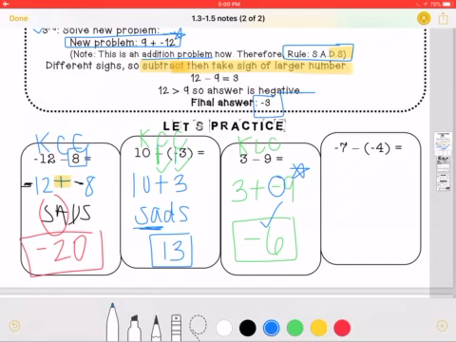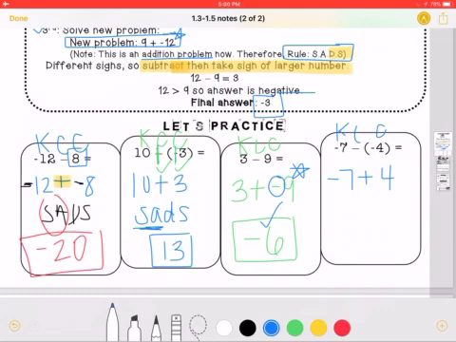If you want to, you can pause the video and try this last problem on your own. Press play once you've tried it through in order to check yourself. All right, let's figure out what we do with this problem. I'm going to do keep, change, change. Keep it -7, change subtraction to addition, change a -4 into a +4.